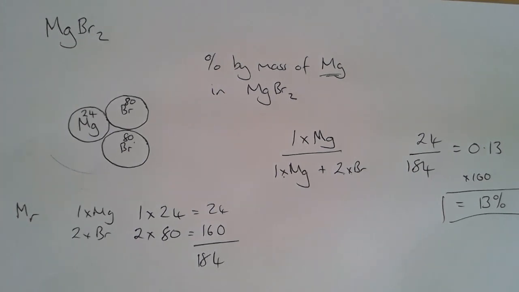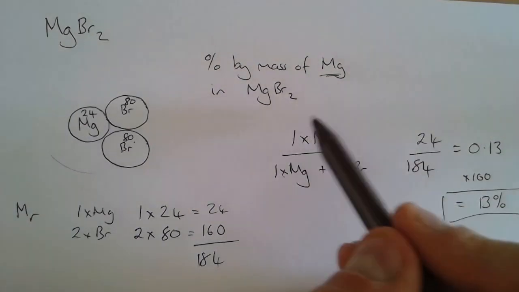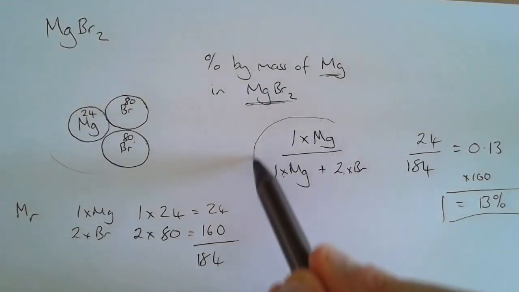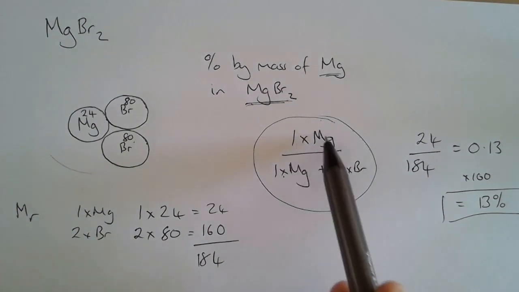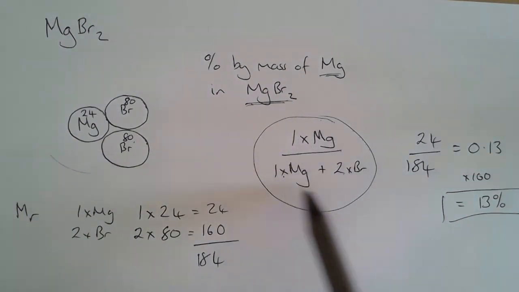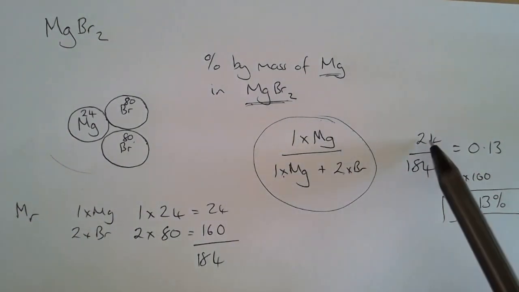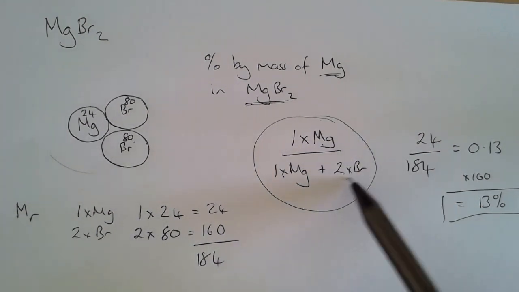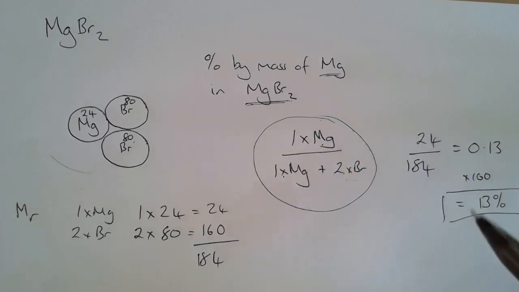So just a quick review about what we did. The key thing here is this idea here. We know the formula, and we're trying to find what magnesium is out of all of this. We found the values for the mass of magnesium and the mass of bromide ions from the periodic table. So let's have a look at a second example, a slightly more complicated example.